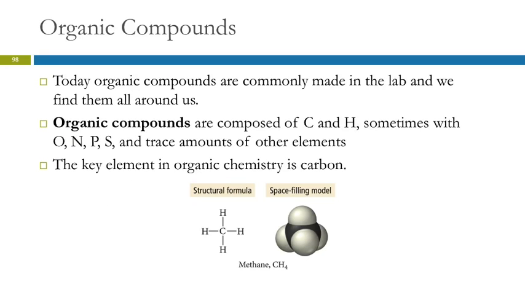So today we make a lot of organic compounds in the lab. Organic compounds are everywhere. Your body is full of them. We define an organic compound in chemistry as something that's mainly composed of carbon and hydrogen. There can be other elements in there. Common ones are oxygen, nitrogen, phosphorus, sulfur, but there could be others. The key element is carbon. So here's the smallest organic molecule, methane. It's just a carbon and 4 hydrogens.